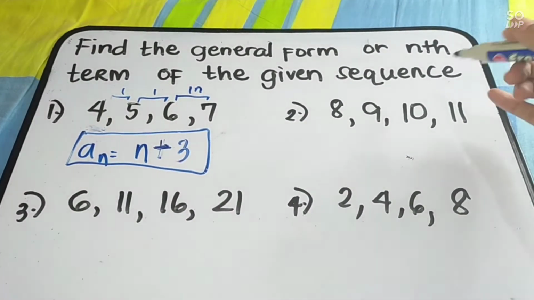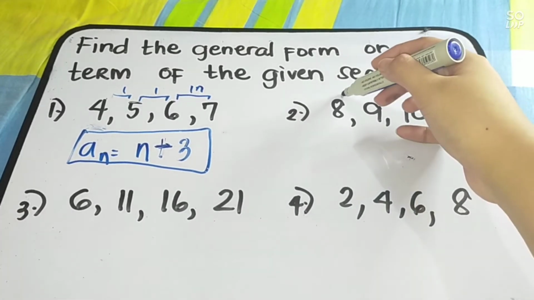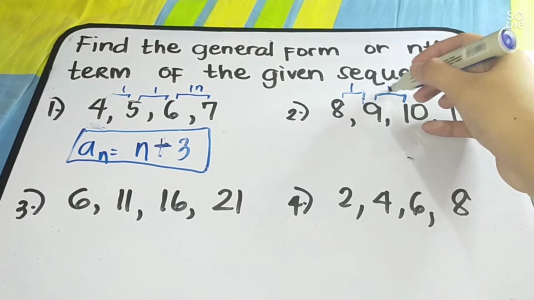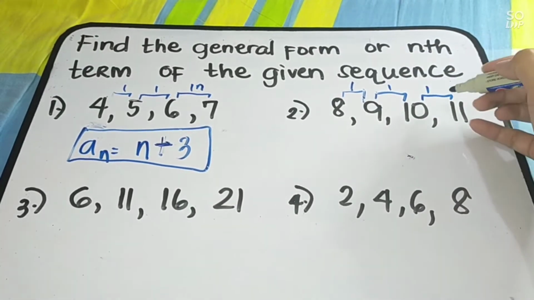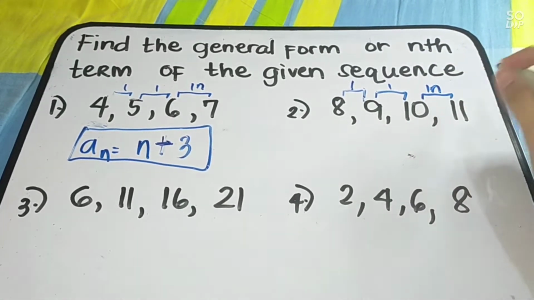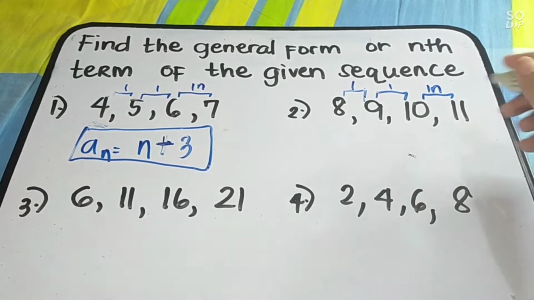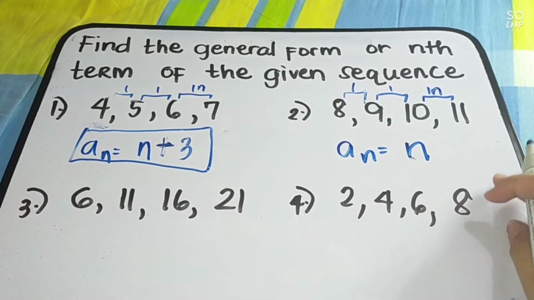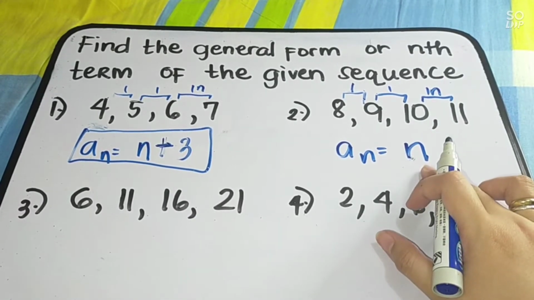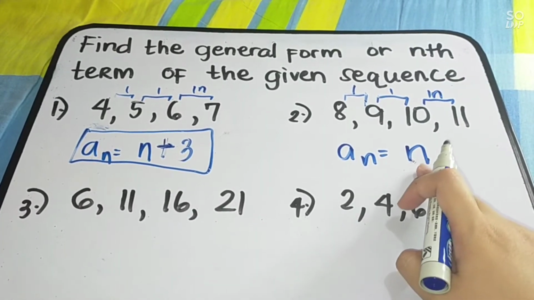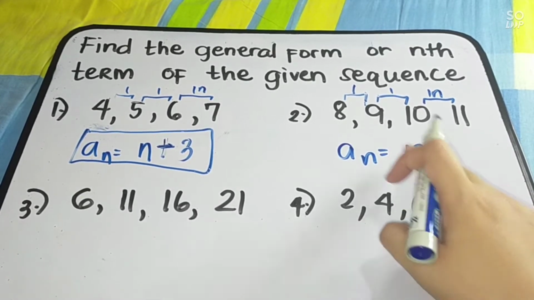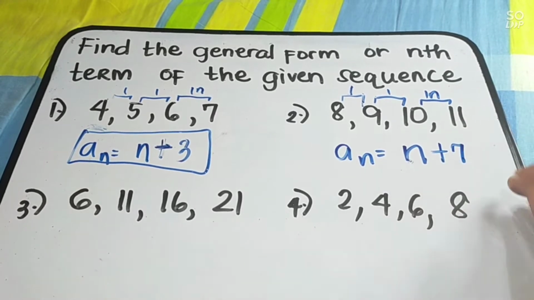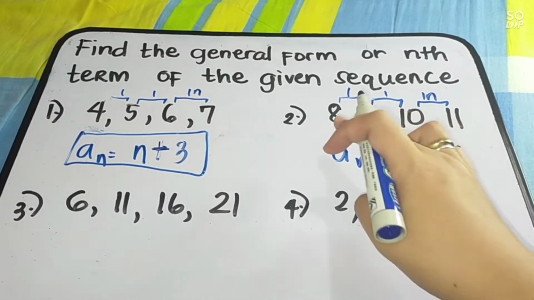Let us have another one. This one, we have 8, 9, 10, 11. Obviously, 1 ulit ang kaniyang additional. 1, 1, and then another 1. So, multiply mo lang yan sa n. So, 1 times n, we have n. So, we have here a sub n is equal to n ulit. Now, what will you add to n? So, we have here, becomes 1, diba? What will you add to n? So, it becomes 8. So, obviously, we have 7. 7 ang i-add mo para maging 8 siya.